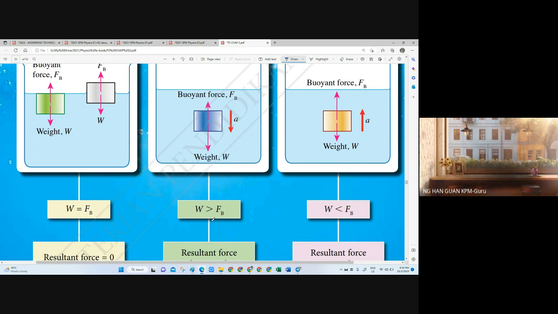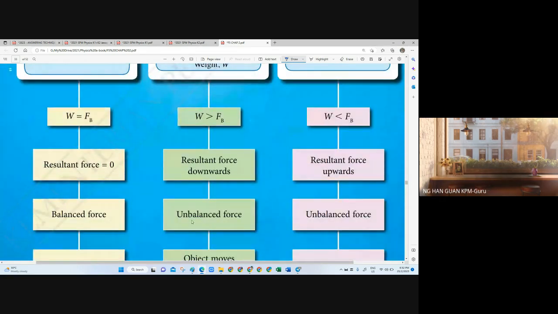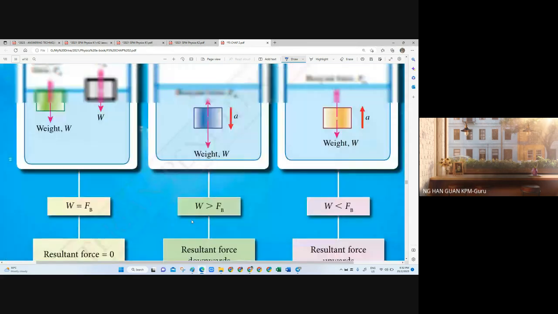But if the object is moving down, sinking to the bottom, it means that the weight is bigger than the buoyant force that can be gained. All right, so then we have the resultant downward. Okay, so the object will accelerate going down. Right, but the moment the object experiences a bigger buoyant force, it will be lifted because the buoyant force is bigger than the weight, so the resultant force will be upwards. So it will lift, move upwards.